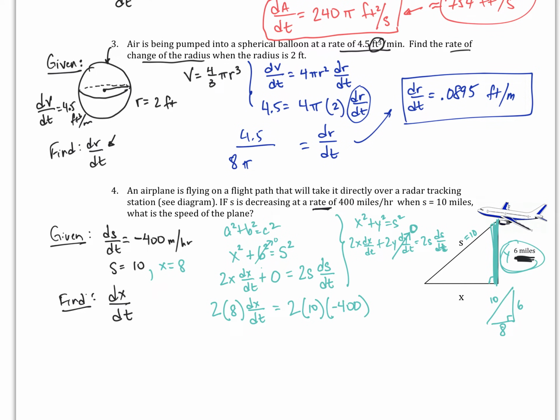So solving this yields dx dt as being negative 500 miles per hour. Okay, why is it negative 500 miles per hour? Because I'm moving this way. I'm moving to the left, you see? So the numbers worked out because I'm moving to the left. So now let's take a look at what we have next.